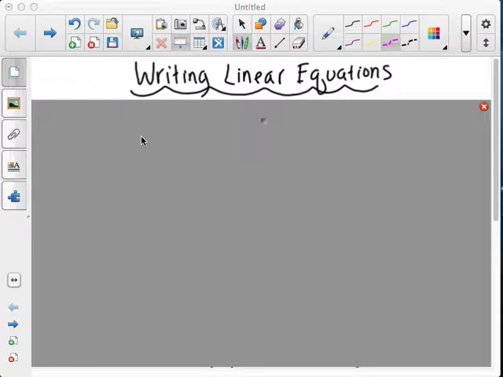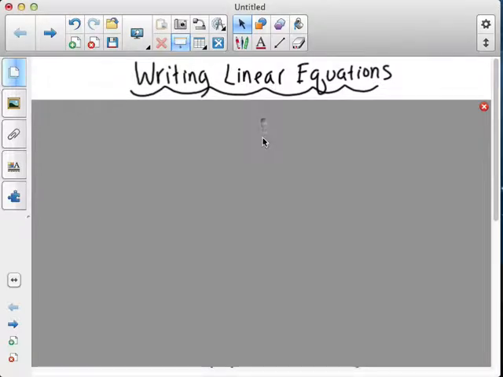Today's lesson is on writing linear equations. We've already discussed writing equations of vertical lines and writing equations of horizontal lines. So today we're focusing on the other cases that are not vertical or horizontal. So there's three forms of a linear equation.